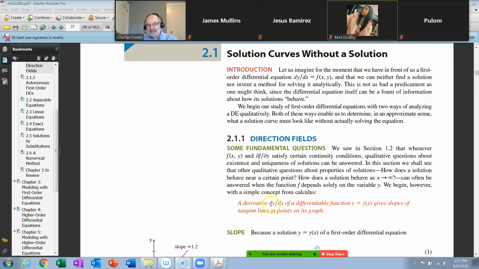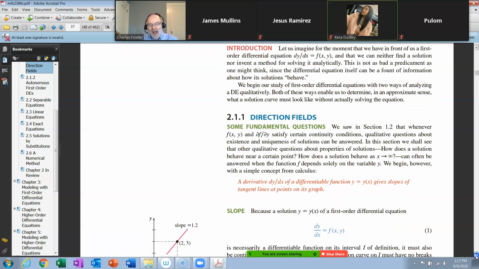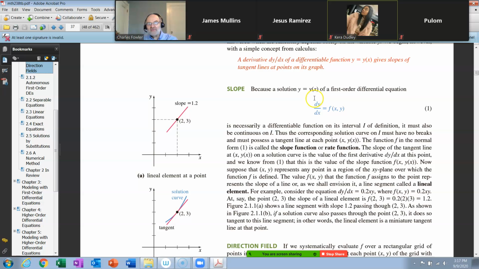Here it is. dy/dx, that derivative of a differentiable function y, is equal to some function of x, it gives the slope of the tangent line at points on the graph. So, if you know that y is equal to y of x, then a first order differential equation dy/dx equal to f of x,y is necessarily just a differentiable function on its interval of definition. It must also be continuous on that interval of definition. Thus, the corresponding solution curve on that interval must have no breaks and must possess a tangent line at every point. So you can't have any cusps or corners or things like this. You have to have basically a nice, smooth, continuous function. If you have it, you can go with it.